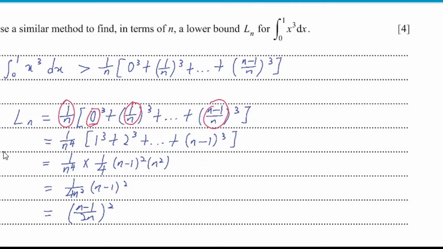We factorize the 1 over n cubed out, to multiply with the 1 over n before, so we get 1 over n to the power 4. What we have here is the sum of r cubed from r equals 1 to n minus 1. So we substitute in the formula accordingly, and we can tidy up. Finally, this would be the expression for the lower bound Ln. So the rectangles questions are mostly like that. Okay, so next.